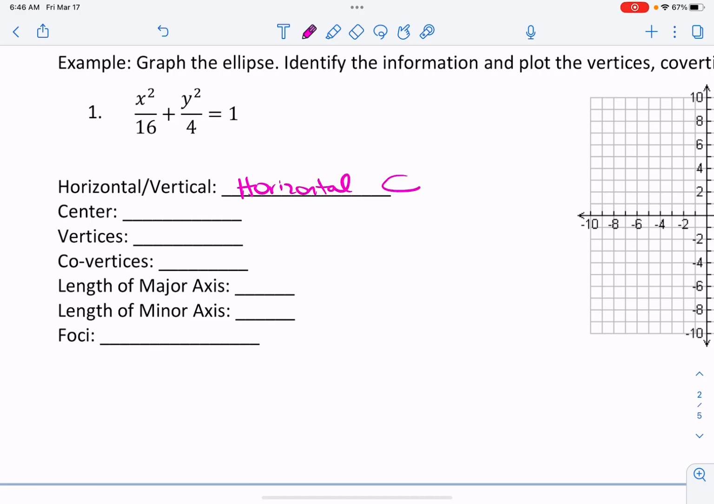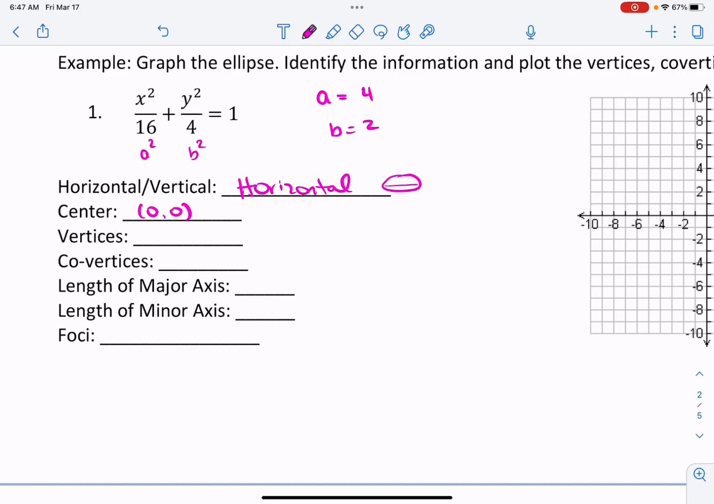So it's going to look like this. The major axis is going to be horizontal. Now we're going to identify what our a is. This is a squared, so that means a is 4. And this is b squared, so that means b is 2. Our center is going to be at 0, 0, because that's what we're looking at.